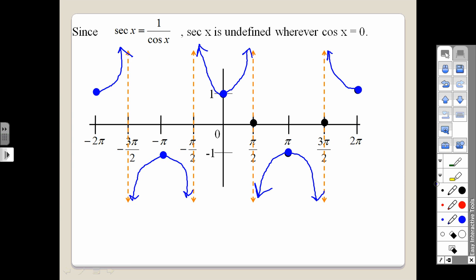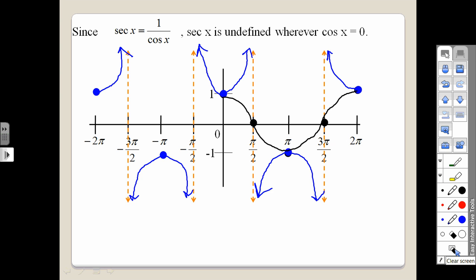And if it helps you, maybe you need to have the cosine curve drawn in here. So remember that this is what cosine would have looked like. Okay, if you want to, by all means, go ahead and draw that in. It doesn't really matter. But if you don't need it, don't use it.